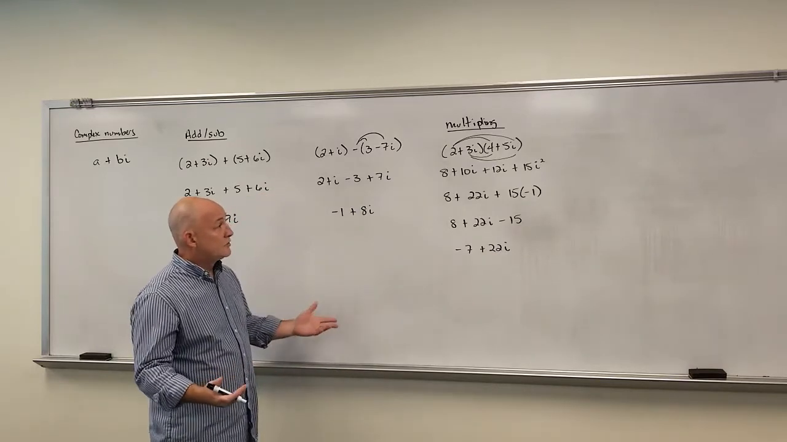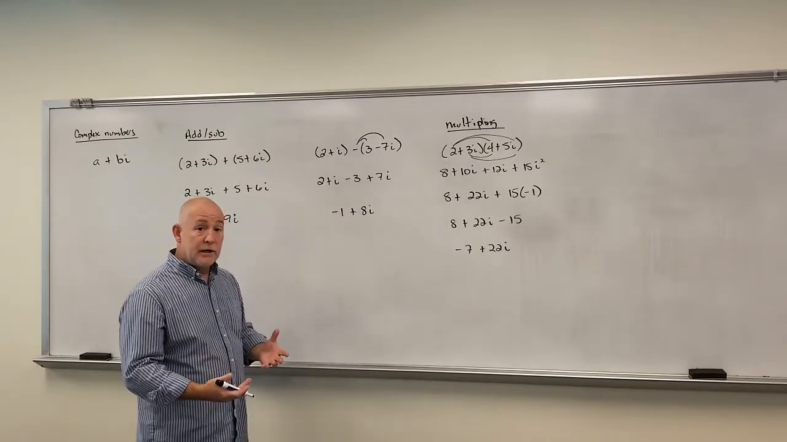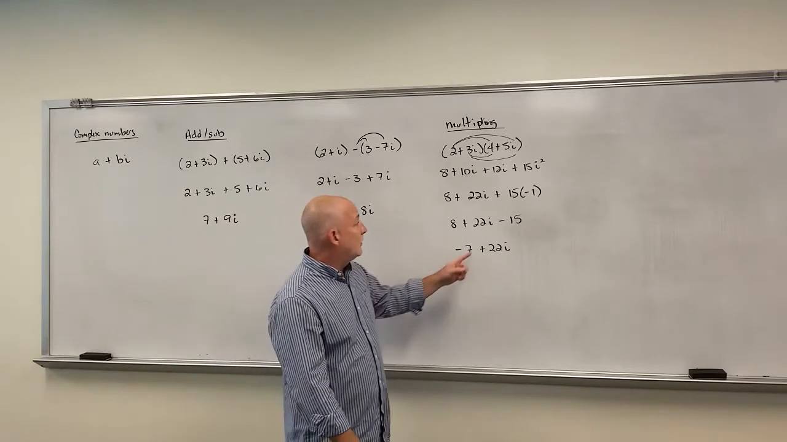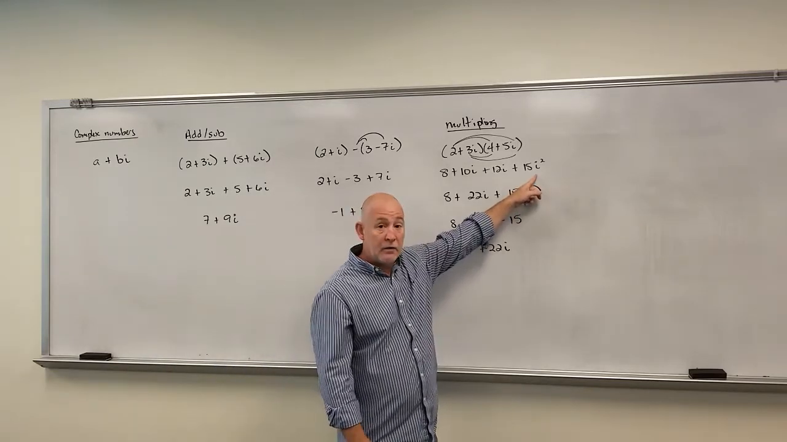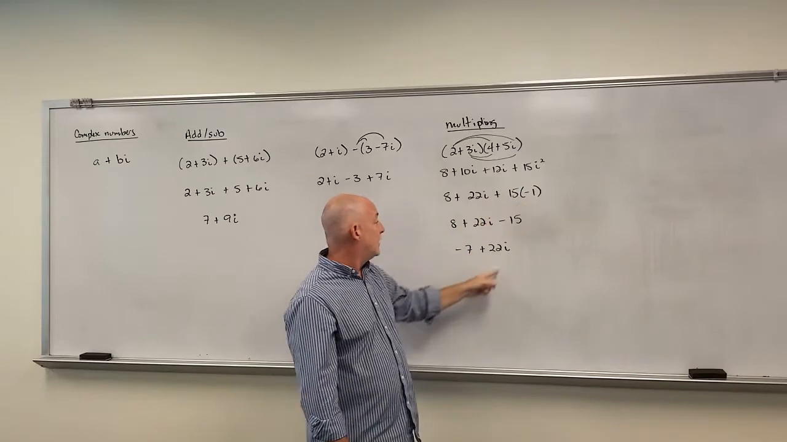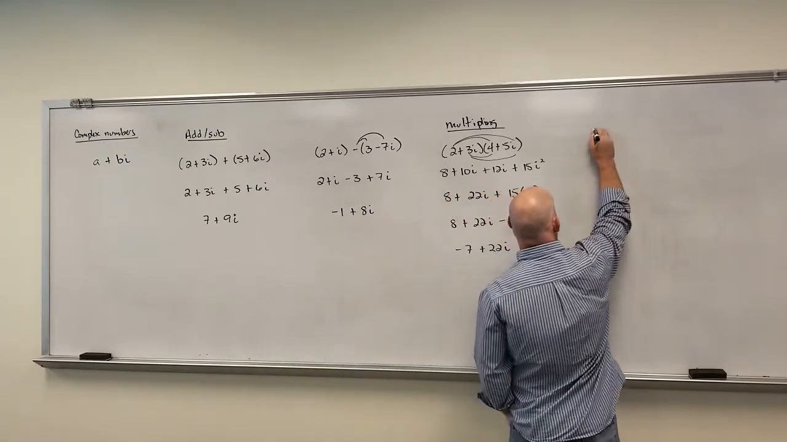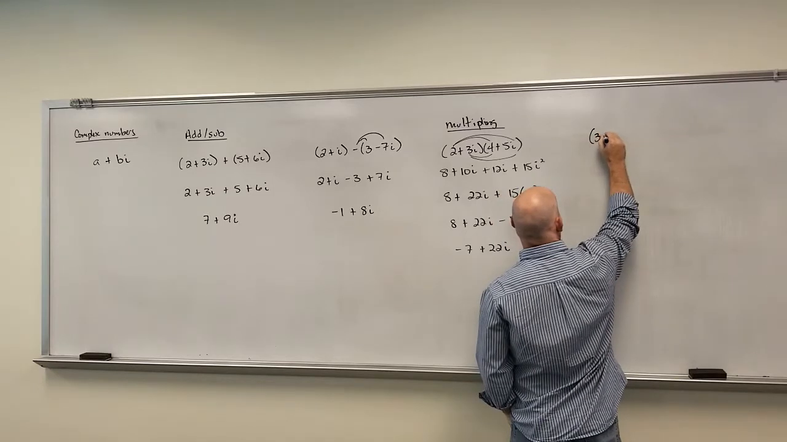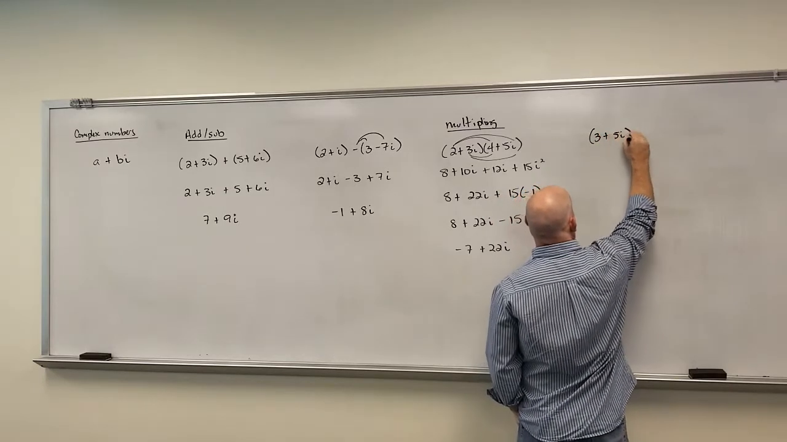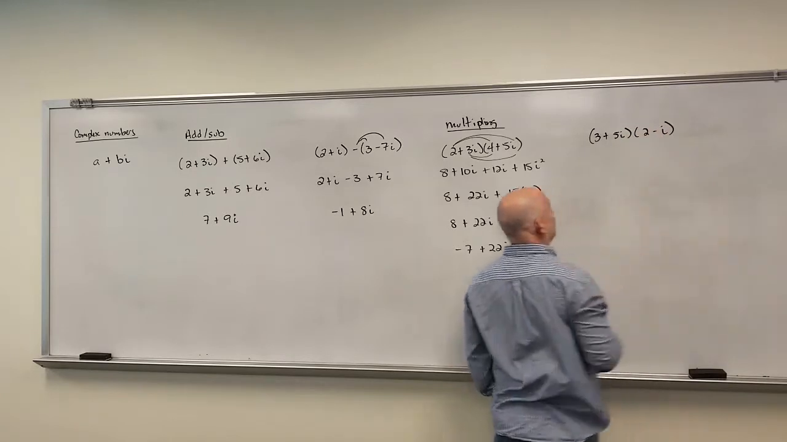So just like before, we're just distributing it out. The only difference with the complex numbers is when you end up with i to a power other than 1, you need to simplify that and then finish simplifying your number. So let me give you one to take a shot at here. Let's say (3 plus 5i) times (2 minus i).